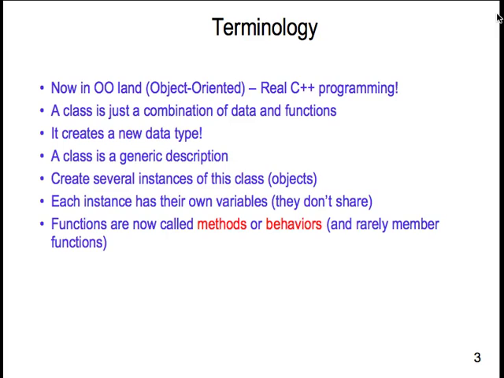And several class instances can be created. So we have these different object types that are instances of different classes that we create in our programs. Each instance has its own variables. They don't share variables. We can also have class level variables in C++. So we have instance variables and class variables and instances of objects. And then the objects hold data, but they also have functionality associated with them. So functions are now called methods or behaviors, and rarely do we use the word member functions, but we could call them member functions as well.